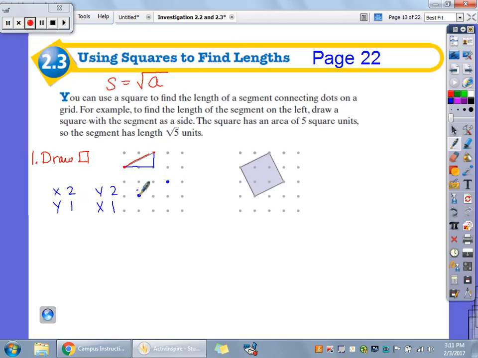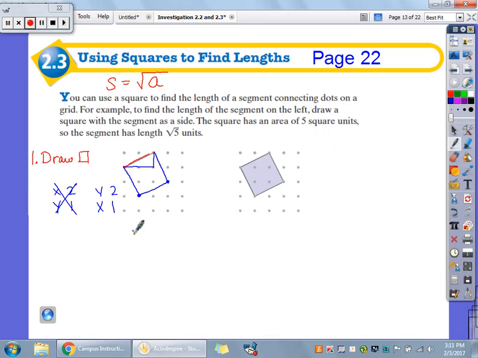So we're always doing the same thing. We're doing it once from this end point and once from this end point. But we're following the same driving instructions both times. Down 2 and right 1. Down 2, right 1, down 2, right 1. So now we have the square right here.